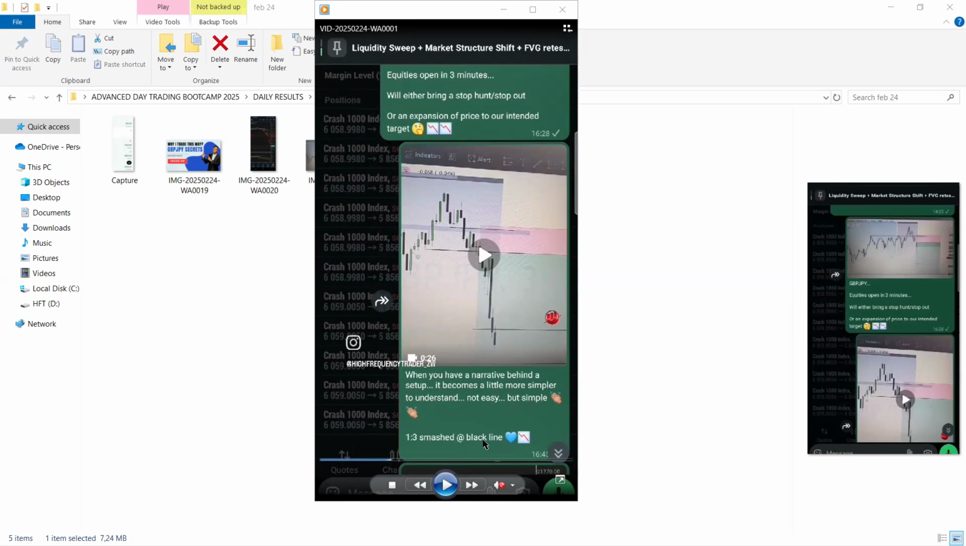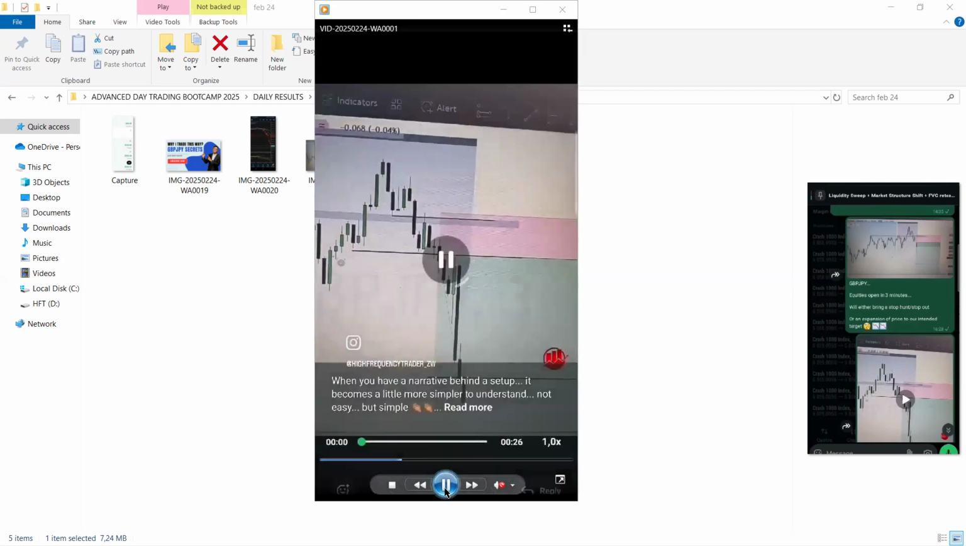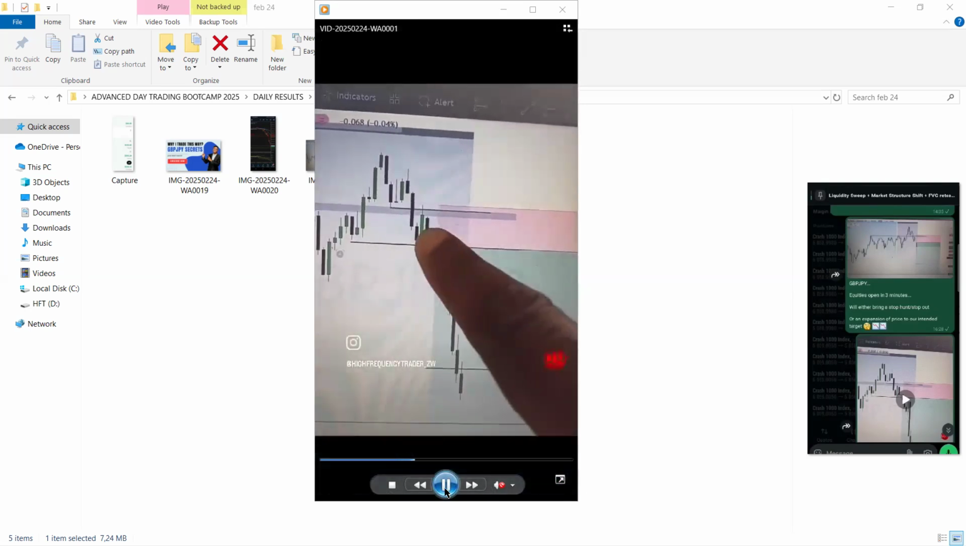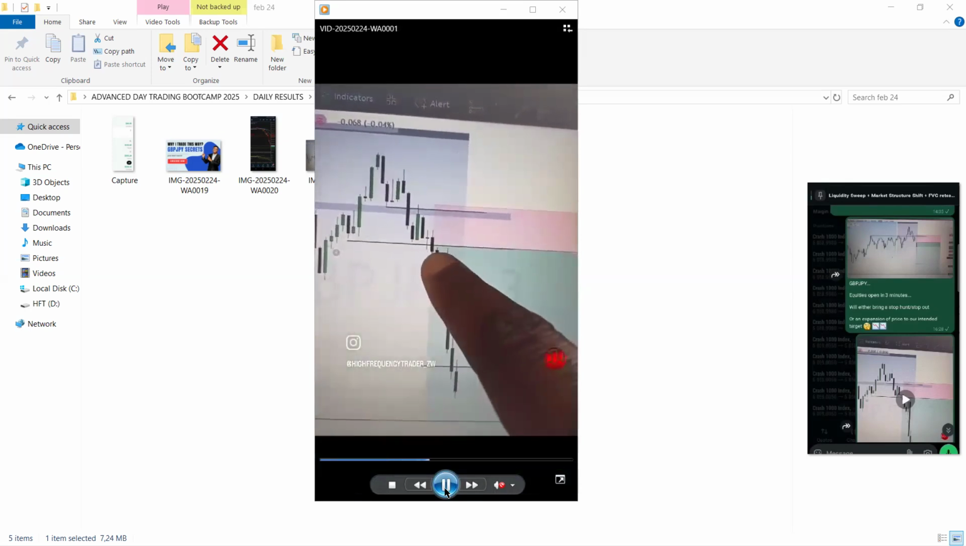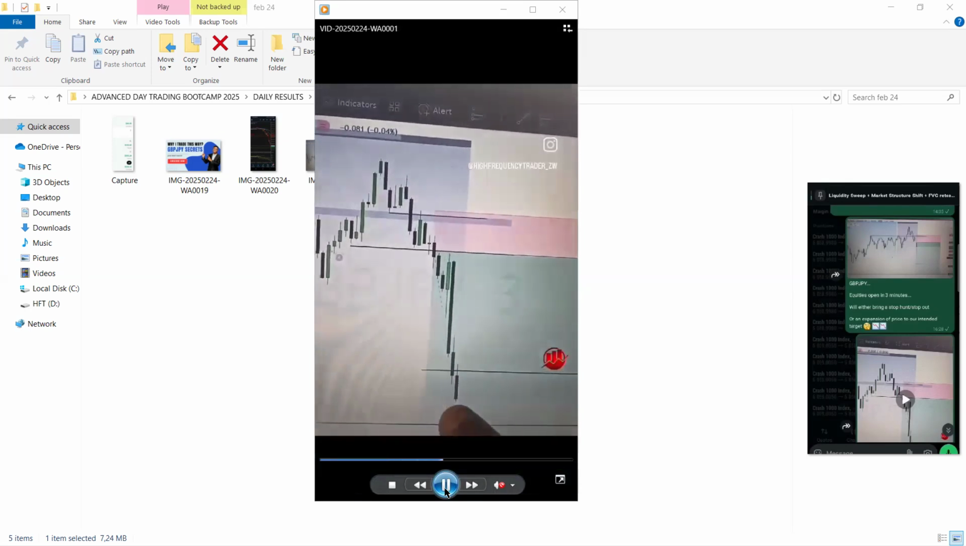Then you can see 1:3 was on the black line. It was already hit. Like it didn't really take long for that 1:3 to be hit. And this was just me pointing out the entry and our reasoning to the entry there.